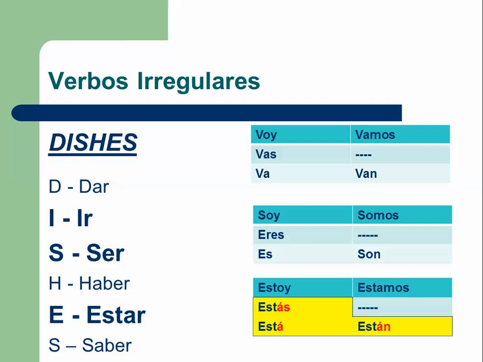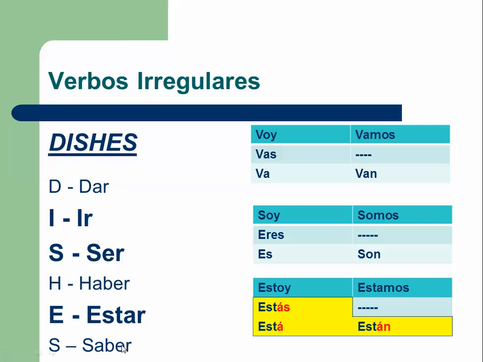The major irregular verbs, there's 6 of them, but you only have to worry about 3 in Spanish 101. Well, you have to worry about 4, but for right now, all you have to worry about is 3: ir, ser, and estar. Those 3 you've already learned up to this point, but they're always going to be irregular, and they spell out the word dishes. So when you continue your Spanish studies later, know that every time you see the verb dar, ir, ser, haber, estar, or saber, they will always be irregular.